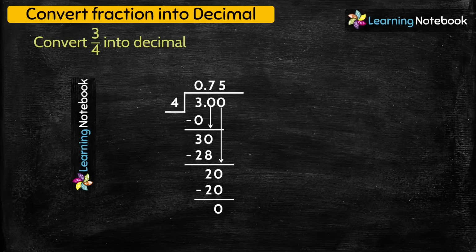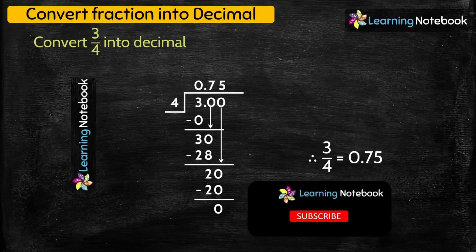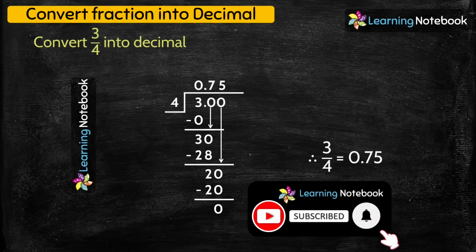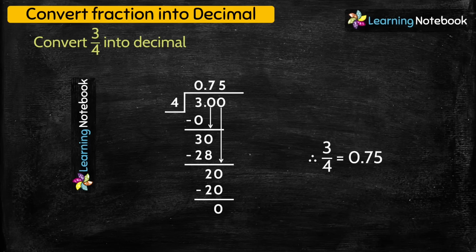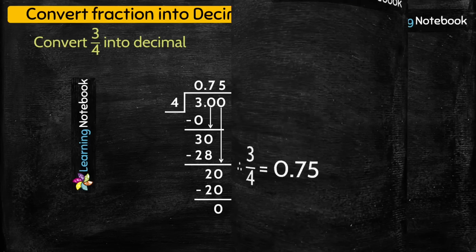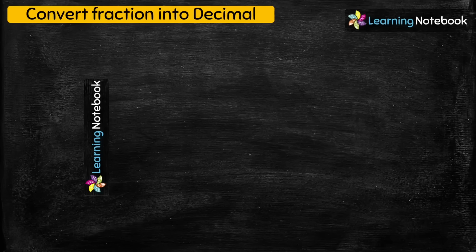So answer is 0.75. So in this way, we have converted fraction 3 by 4 into decimal 0.75. Let's do one more question. Convert 7 by 8 into decimal.